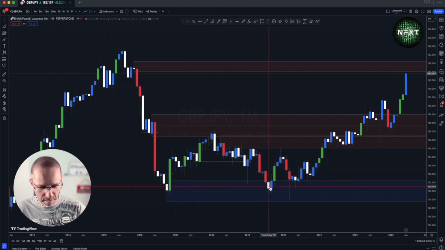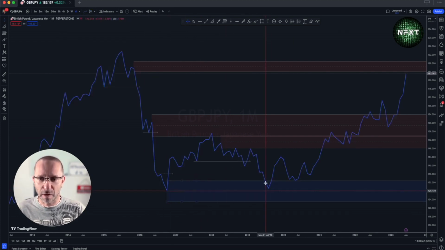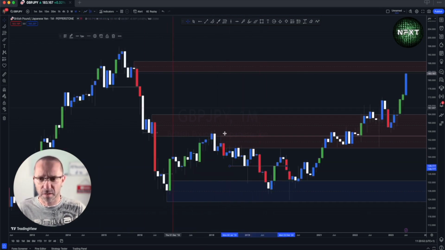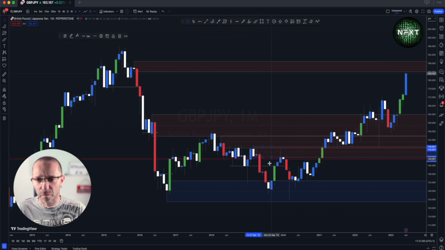Okay, we then also remove this area of demand on the way down into this demand zone. This is where, now this is the origin of the pullback. This is a great area to look for a trade back out, but again, we're looking for those breaks of structure. Another break to downside, we're back to price. Yes, we broke out with a red candle. This then gives me a new area here of supply.